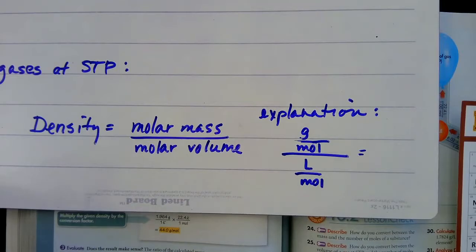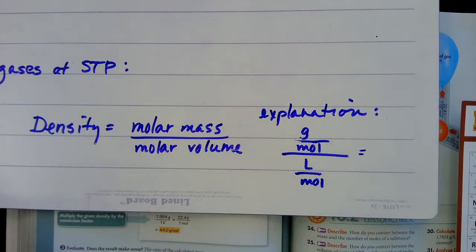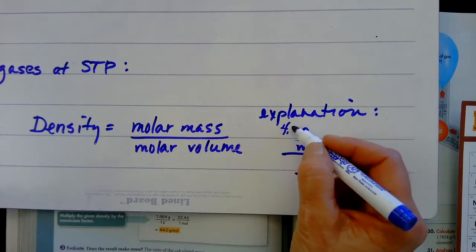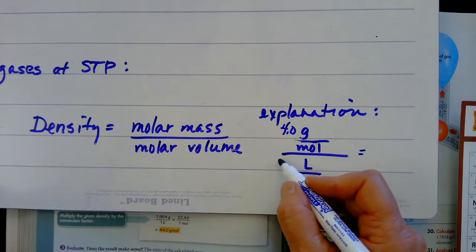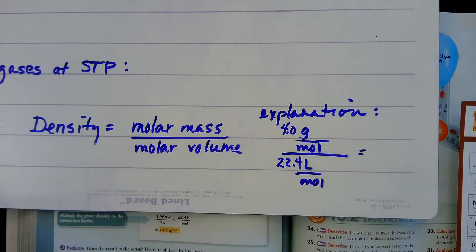Our molar mass has values that are grams per mole for a substance. Our molar volume, we know, is in values of 22.4 liters equal 1 mole at STP. So let's say, for example, we have helium, which if we look on the periodic table, we know that that has a value of 4.0 grams per mole. And of course, if it's at STP, we have 22.4 liters for 1 mole.